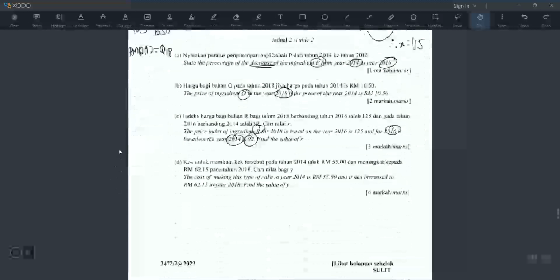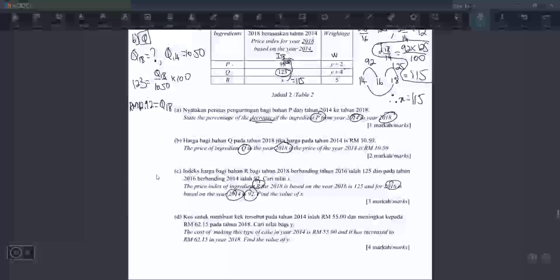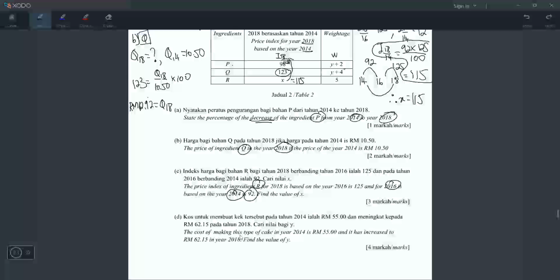Who knows? Okay, let's continue with the last part, the D question. So the D question says what? The cost of making this type of cake in the year 2014 is 55 ringgit. So this is the cost, the price. So if it's the price, use what formula? I mentioned already, the first formula. Okay. Q1 over Q0 times 100. So let's write down first Q14 is 55. So remember, anything related to cost, the symbol is Q. And it has increased to 62.15 in 2018. So the price in 2018, Q 2018, 62.15.